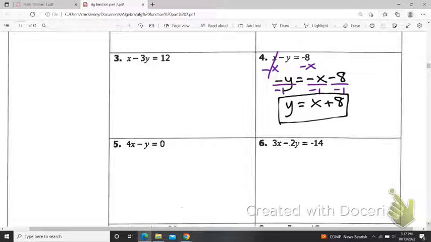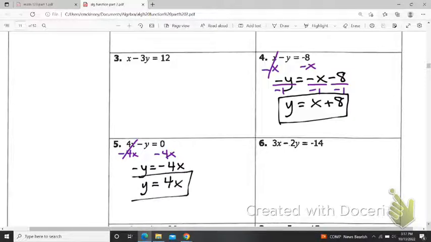So number 5, again, move your x. Now in this case we have something a little bit different. We have a 0 over there. I do not need to write that 0. I don't need to write plus 0. I can just put equals negative 4x. And then again, like number 4, I need to change the sign so that the y is positive, but that's also going to change the sign on the other side. And I suppose if you wanted to write plus 0, you could, but that would not be necessary.